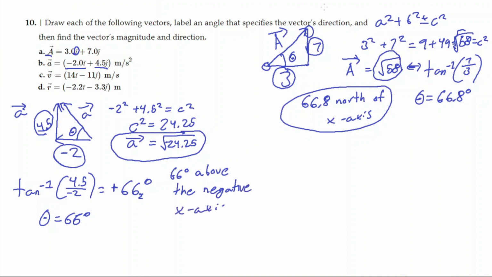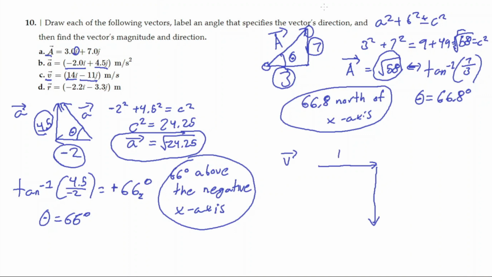And since we wrote down the negative x-axis, we're not having to put the negative 66 anymore. And that would be your direction. Now let's take a look at vector velocity, or vector v. Vector v is going to have an x component of 14 and a y component of negative 11. So we have 14 going this way, and then negative 11 going down here. So this would be 14i and negative 11.